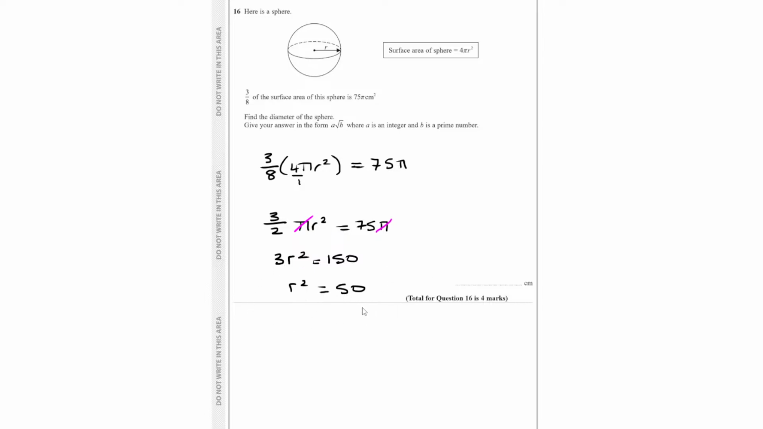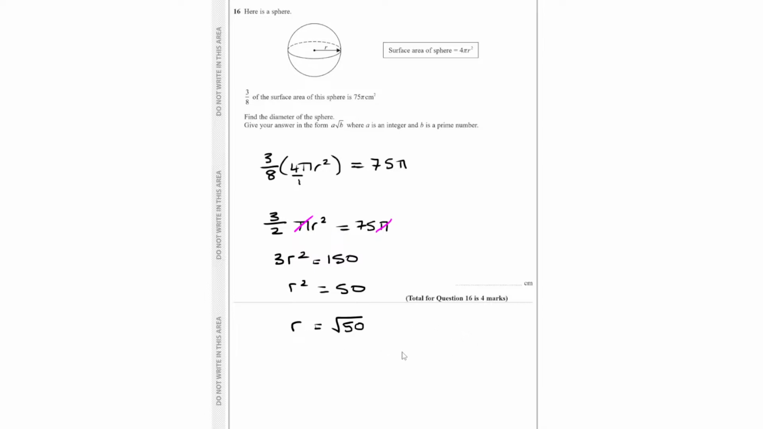Now we're obviously going to square root. Do you see how before I said they won't make you square root something that's not a square number? 50 is not a square number. That's why, if you look back at the start of the question, it says give your answer in the form a root b, so square root, we've got some surds. So that's fine. You don't need to actually literally square root 50. You just need to write it as the square root of 50, if that makes sense.